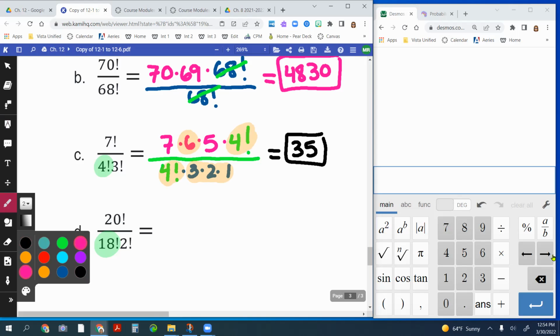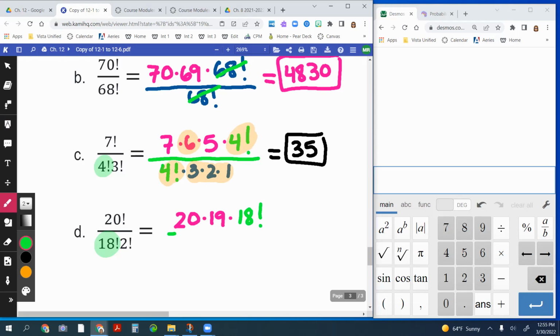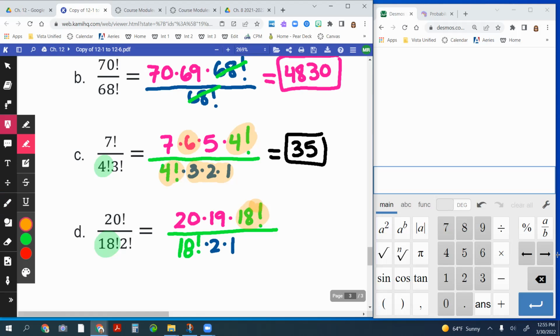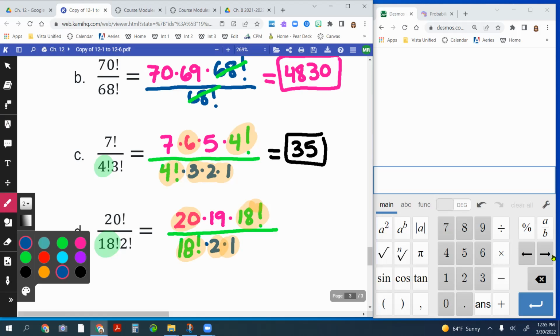Now on my next one, I'm going to start with 20 times 19 times, and again, I'm going to break it down to 18 factorial. Then on the bottom, I'm going to have an 18 factorial times 2 times 1. So again, when I simplify, this 18 factorial and this 18 factorial are going to be gone. This 2 times 1, if you want to think about that, is going to go into this 20 10 times.